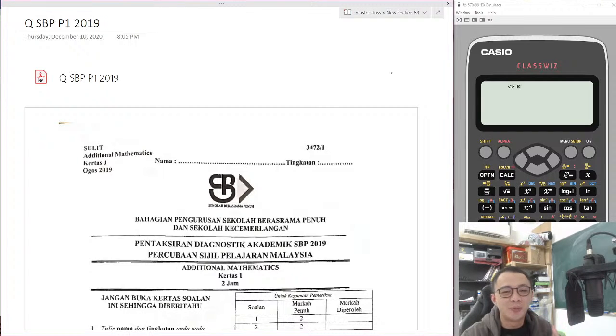I put a poll in my community tab asking which paper you want, paper 1 or 2. About 60% of students voted for paper 1. So this is the reason why today we discuss paper 1. And by the way, next Thursday we will go to the modern math. After the modern math, we will go back to the SBP paper 2. Alright, let's begin.